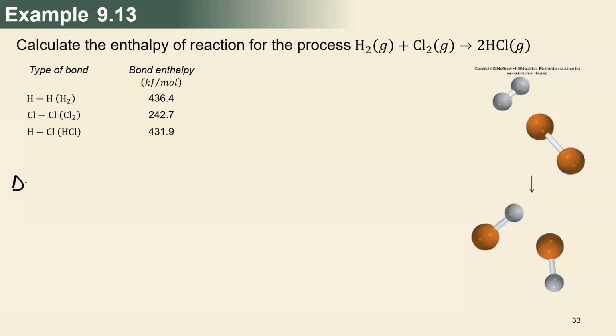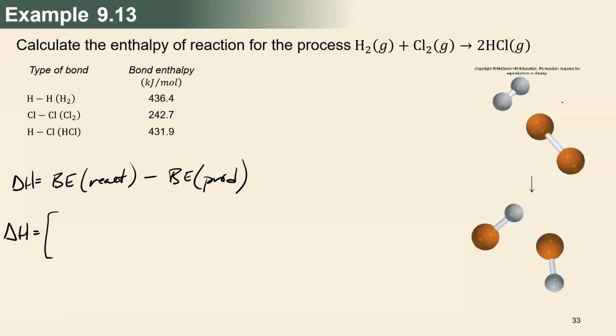And so our delta H equals the bond enthalpy of our reactants, right, minus the bond enthalpy of our products. And so delta H is, well, we're breaking a molecule of H2. It's just one. I'm going to put that one there just so that we follow it. And H2 is 436.4 kilojoules per mole.